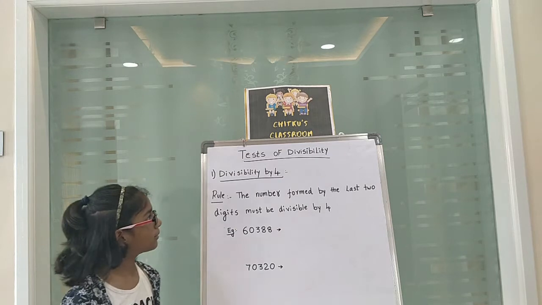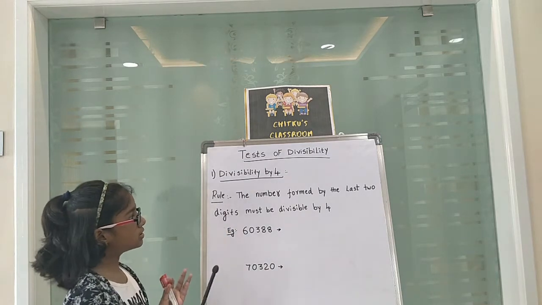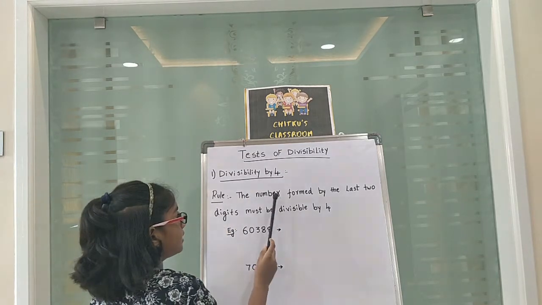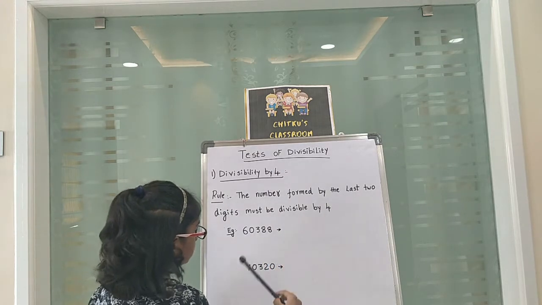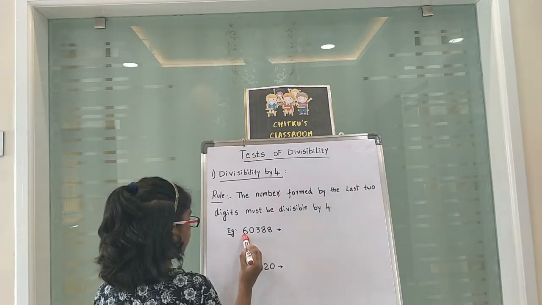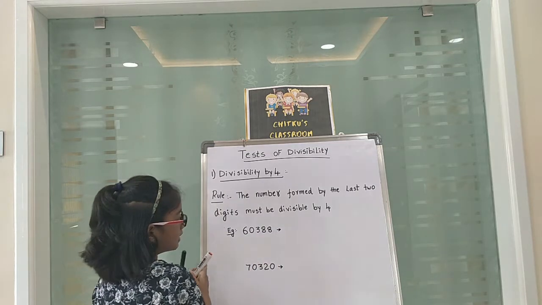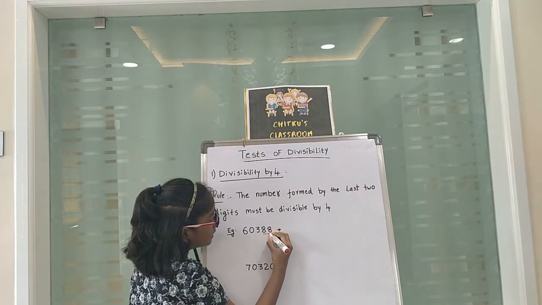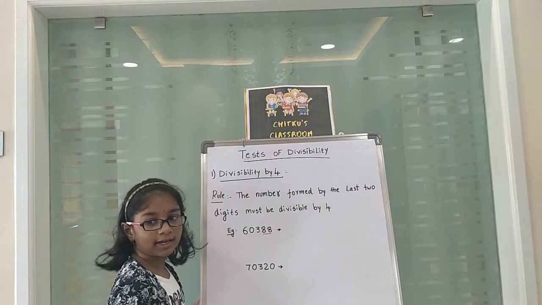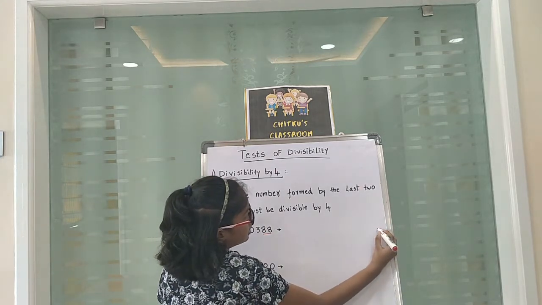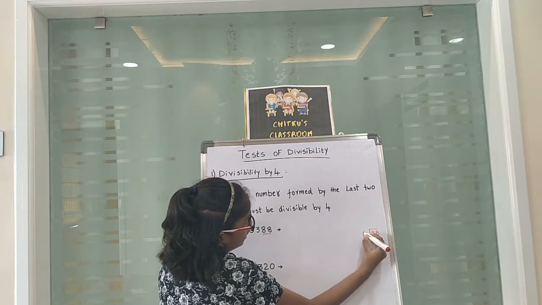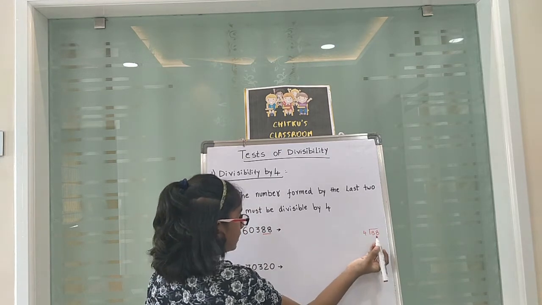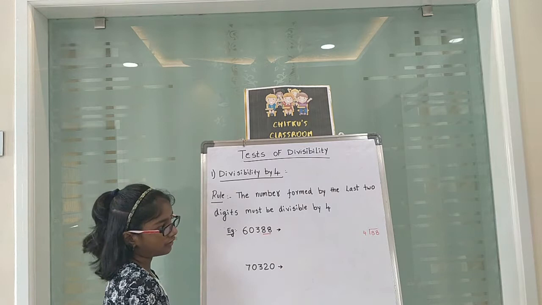So now let's learn about divisibility by 4, okay? The number formed by the last 2 digits must be divisible by 4. So the last 2 digits of this number, what are the last 2 digits? Yes, the last 2 digits are 88. So let's see if 88 is divisible by 4 or not. So let's do the division here, okay? We have to do division by 4, okay?